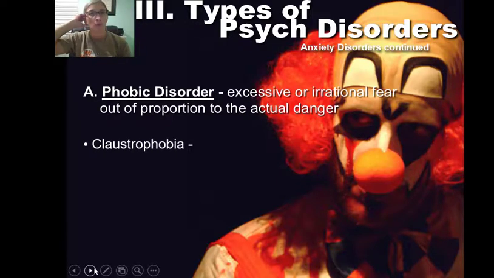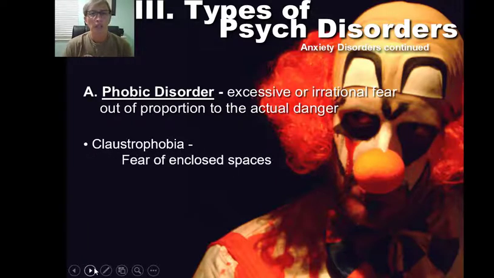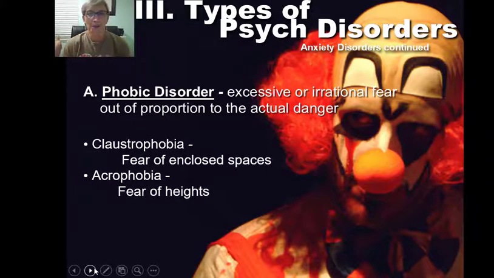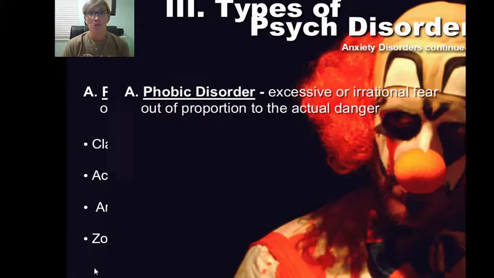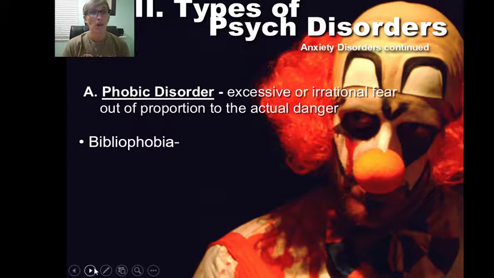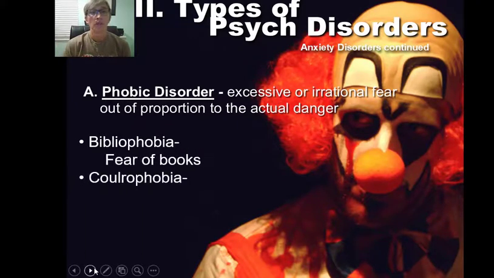When it comes to phobias, we've got lots of strange and different sorts of phobias. So to be claustrophobic is to fear enclosed places. Acrophobia, and you already have the answers to these in your notes, so I can't quiz you on it, but acrophobia is the fear of heights. Arachnophobia is our fear of spiders. Zoophobia is the fear of animals. Moving on, we've got bibliophobia, which would be awful. Fear of books.